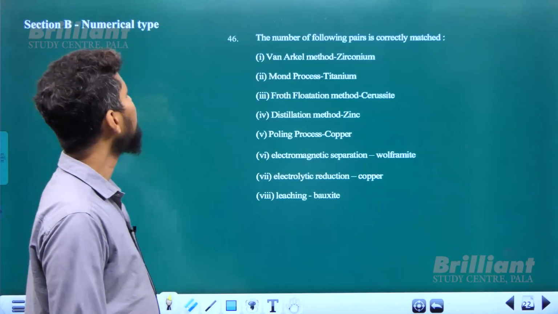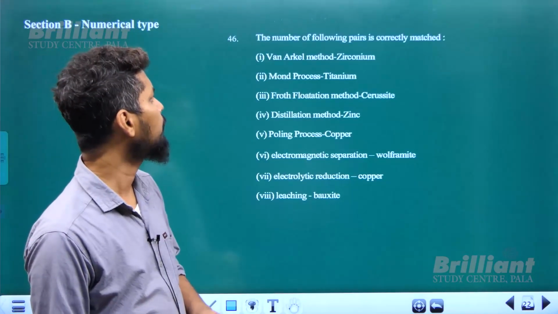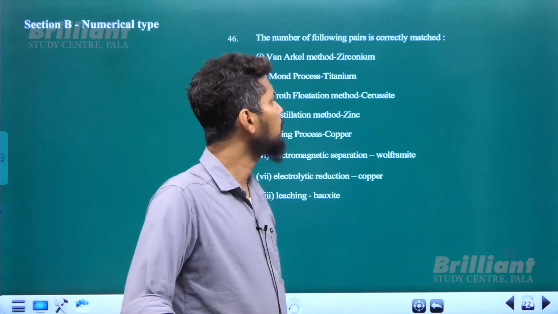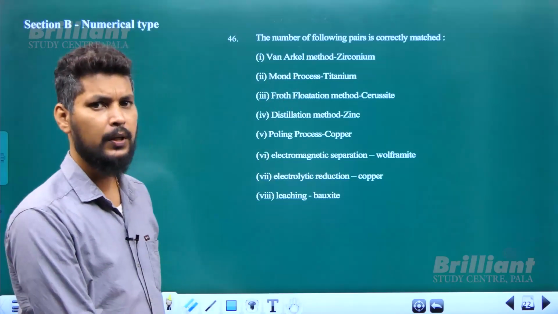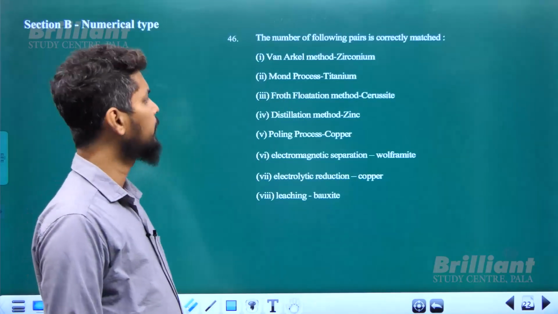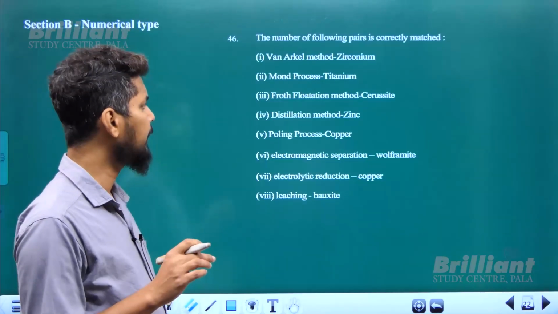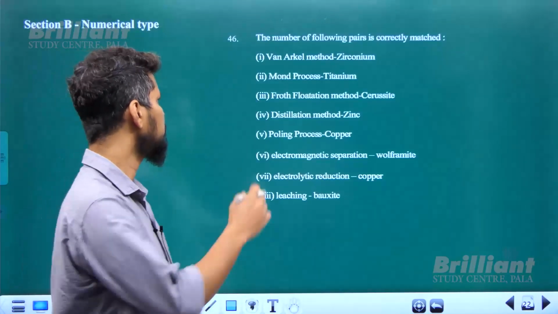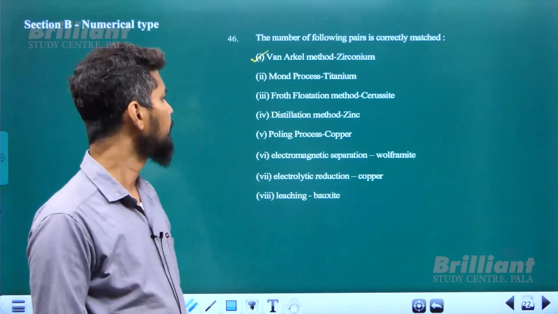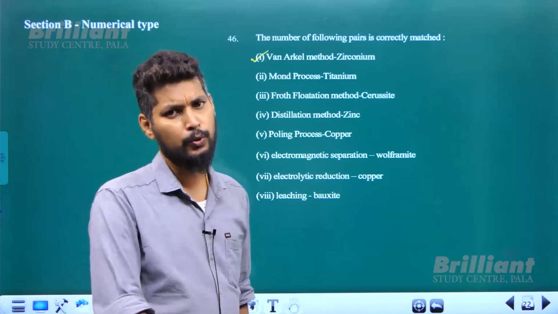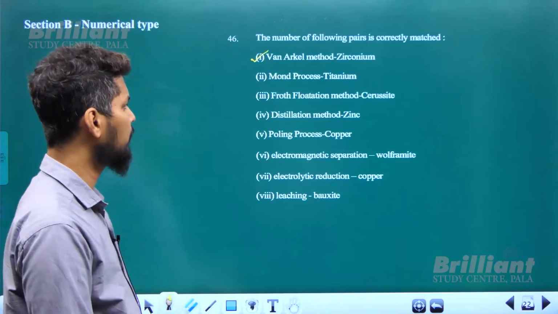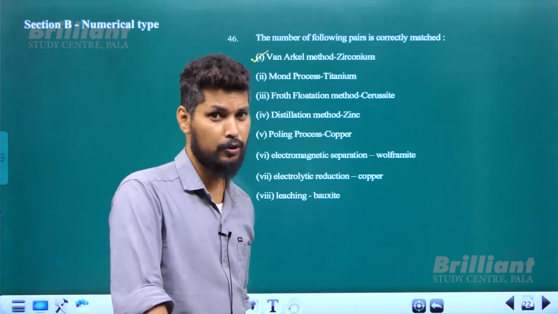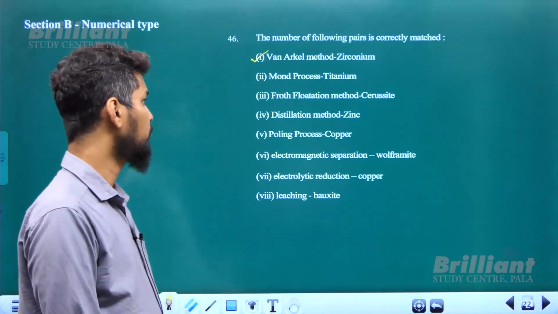So these are numerical type questions. How many of the following pairs are correctly matched? Van Arkel method, zirconium, that is correct. Zirconium is converted into a volatile compound. So zirconium and titanium are purified by the Van Arkel method. So this is a correct match. Mond process for titanium is wrong. The Mond process is used for nickel. Froth flotation method, cerussite. No, cerussite is not a sulfide ore, so that is also wrong.